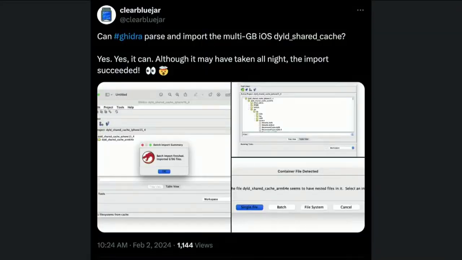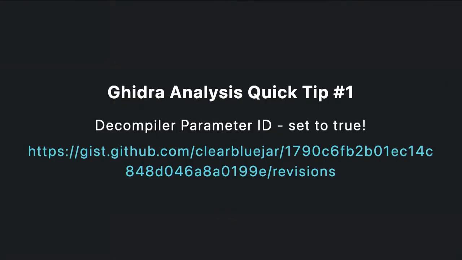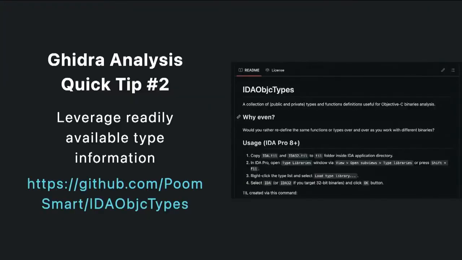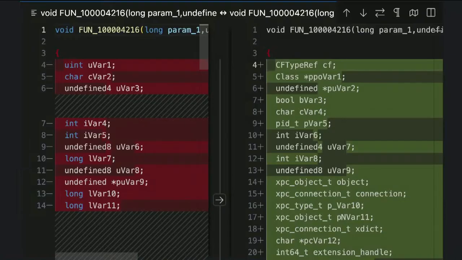But just because we have a short presentation, I just have some quick tips. If you're doing analysis with Ghidra, make sure you tick on this decompile parameter ID set to true. My next tip is to go ahead and steal types from IDA. People have published some types out there that you can load up into Ghidra. It changes your types from something unknown to something that you can actually reference in the decompilation here on the right side.